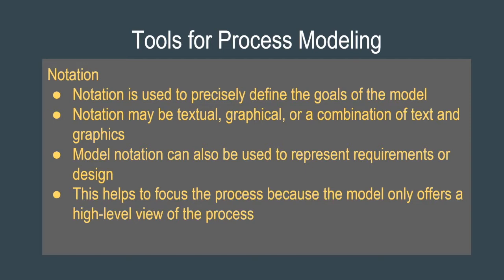Now we're going to look at notation. Notation in process modeling is used to precisely define whatever it is that the process wants to do. This type of notation may be textual, graphical, or perhaps a combination of those two. This helps to focus the process because the process model, as it stands, is merely a high-level view of the process.